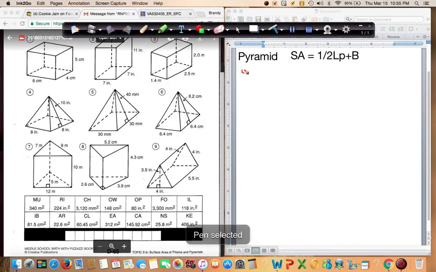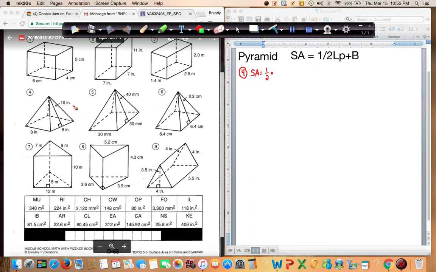So we have number 4, and we're talking surface area. So we're going to start off with our 1/2, because that's always given. And we're going to multiply that to our length.